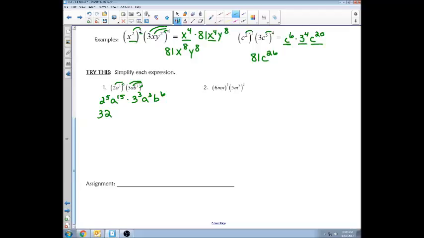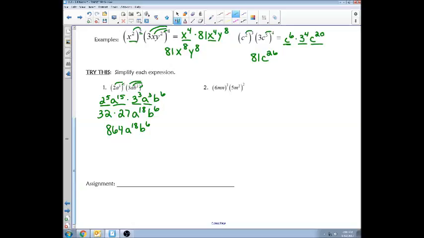Let's go ahead and start combining some things here. So the next thing I'm going to look at is my 3 raised to the third, which is 27. I have my a to the 15th times my a to the third, so that would be a to the 18th, and then I have my b to the 6th. From here, I have to multiply my 32 and my 27, so I have 864, a raised to the 18th, b raised to the 6th.